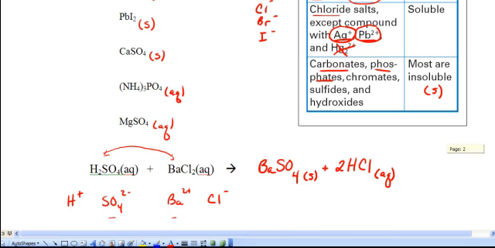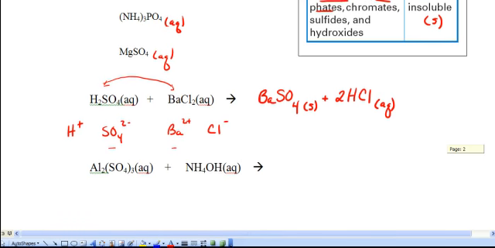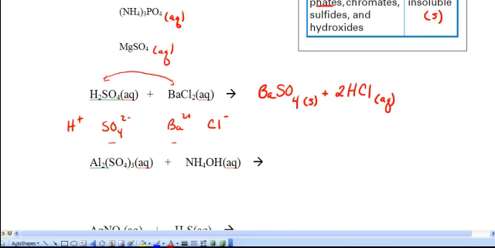Moving on to the next reaction, we have the reaction between aluminum sulfate and ammonium hydroxide. Now we know that the aluminum sulfate is soluble based on the solubility rules because sulfates are soluble and there's no rule for the aluminum. The ammonium hydroxide is soluble not because of the hydroxide, they actually tend to be insoluble, but the ammonium ion, NH4, is soluble, so that's why that particular salt is also soluble.